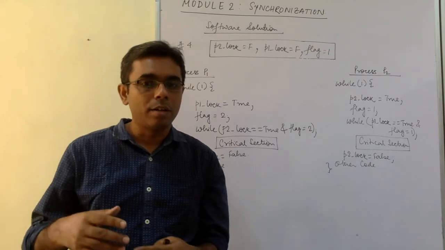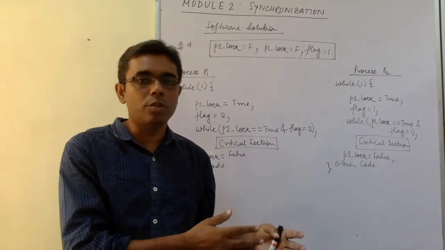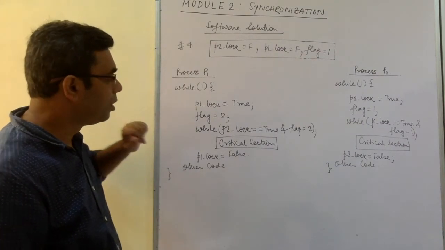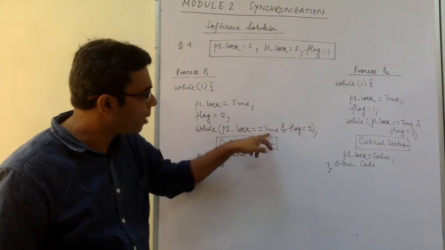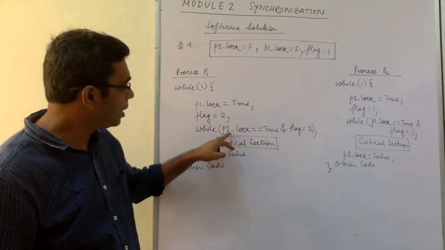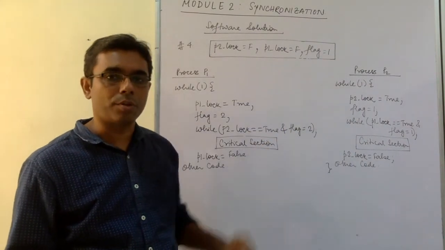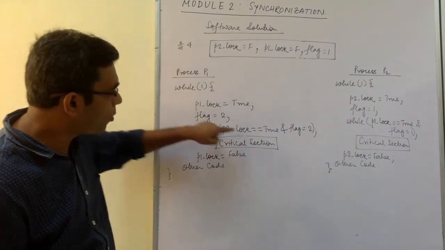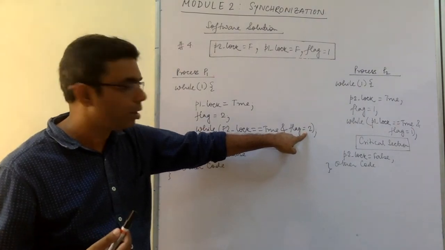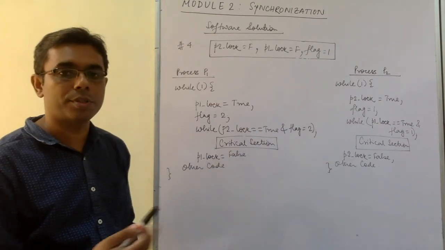The process whose ID matches the flag value will check its own lock and then enter the critical section. So we'll have two checks to do. If either of them fails, only then do you enter the critical section. What do you check? You check whether the other process has the lock and the value of the flag is that of the other process. So if you are in process P1, you check whether your flag is not 2, that means it is 1, or you have P2_lock equal to true. That means the other process has the lock.